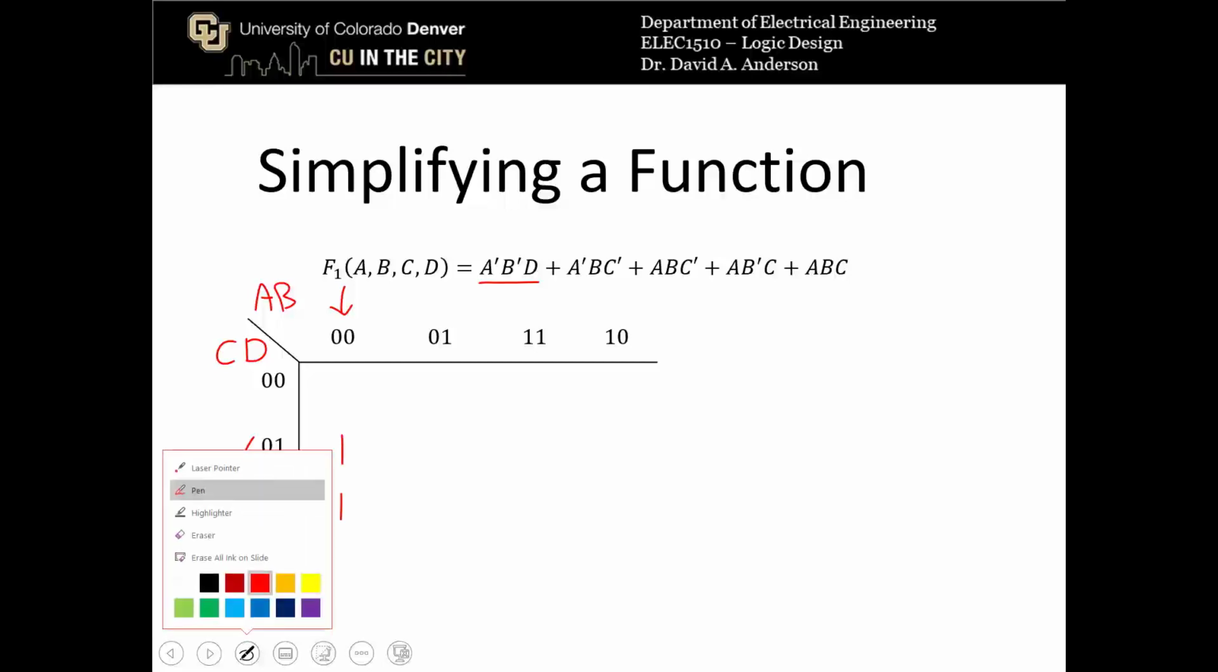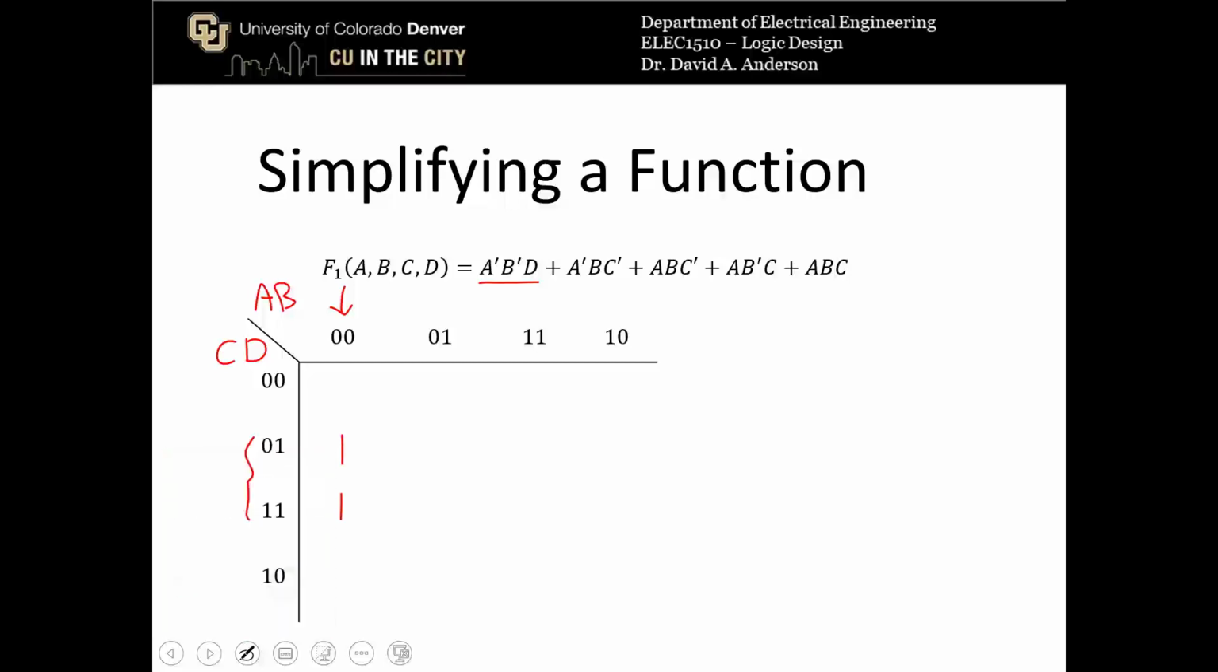Now let's move to the second term. I'm going to use a different color for this one. A prime, b, c prime. So we have to look for where a is 0, b is 1. That's going to be right here. And where c is always a 0. So that's going to be here. D is not represented.